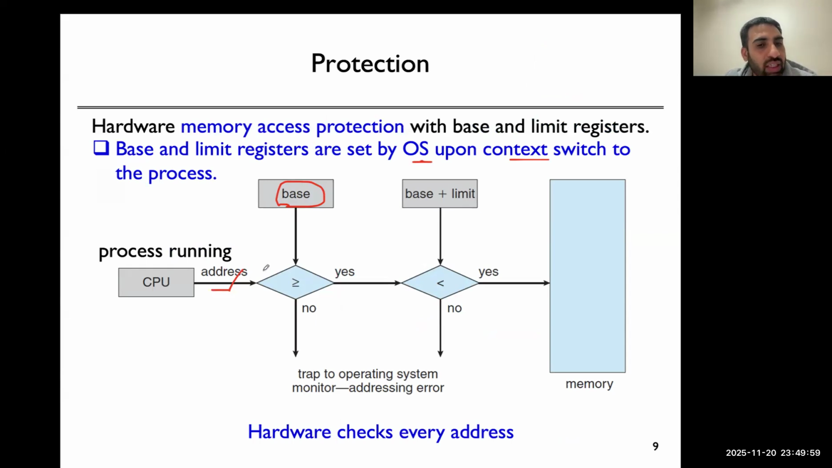So first we check whether the address is greater than or equal to base. If no, then an error is raised. If yes, then we make the second check: is the generated address less than base plus limit? If it is not less than base plus limit, then again it means that it is an illegal address, and the operating system is supposed to take care of that. Otherwise, it means that the address is within the range, and only then is it allowed to access the memory. Otherwise, access to the memory is not allowed because the address is not legal.